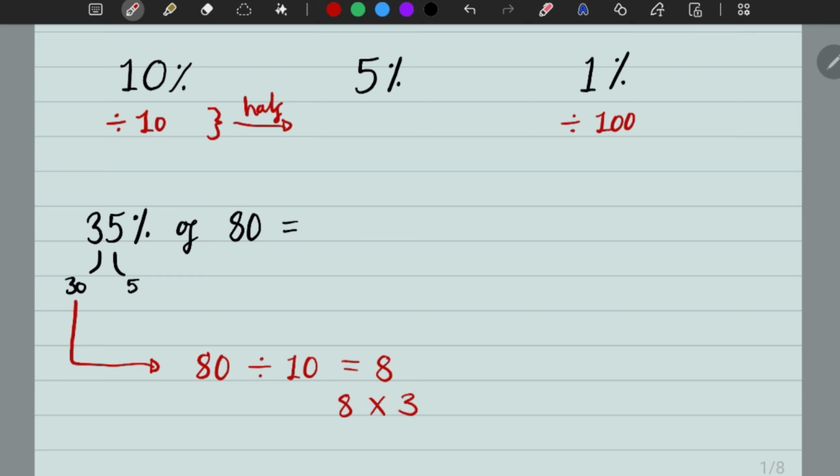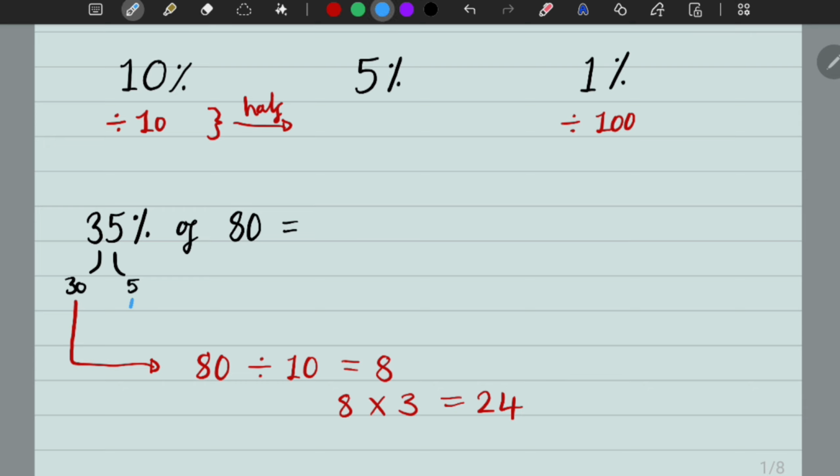And that changes it from being 10% to 30%. So 8 times by 3 gives me 24. And there we are. 30% is 24. So that's my first step done here.